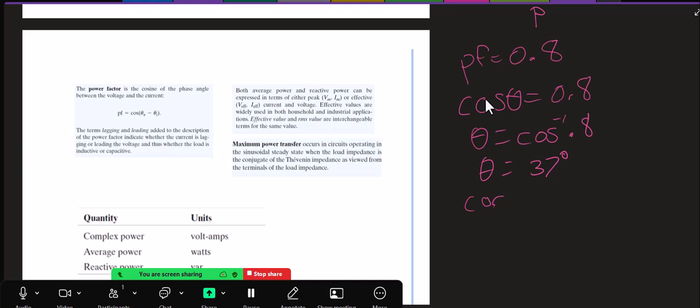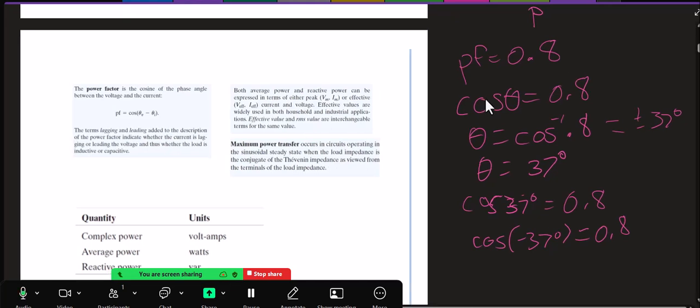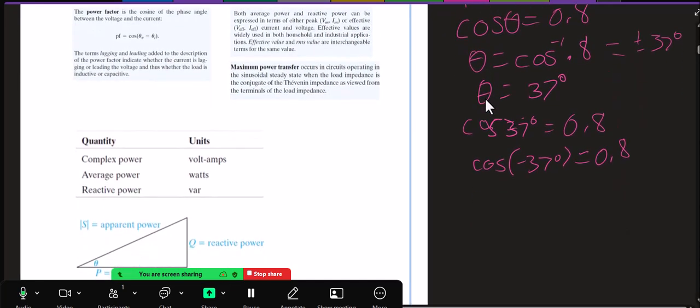Yeah. So the cosine of 37 degrees is about 0.8, but the cosine of negative 37 degrees is also 0.8. It's like when you take the square root and you get a plus or minus answer. When I take the inverse cosine of 0.8, that is really plus or minus 37 degrees. And so when you give the power factor, you say whether it's leading or lagging to say which one it is.